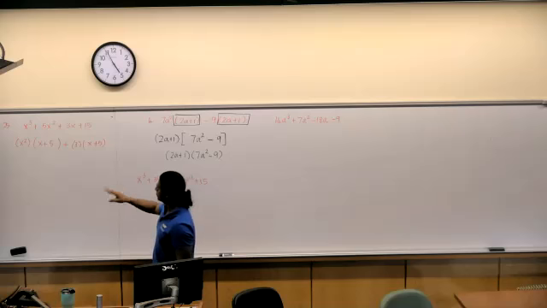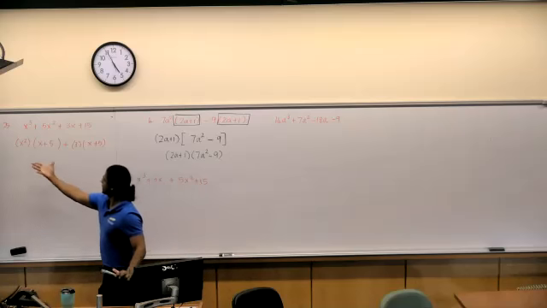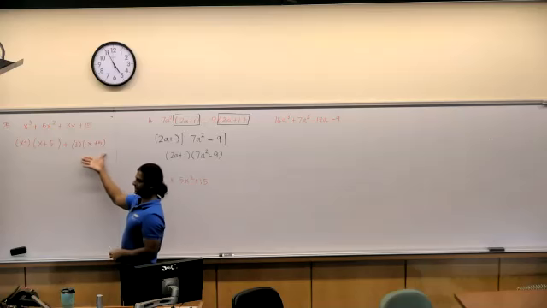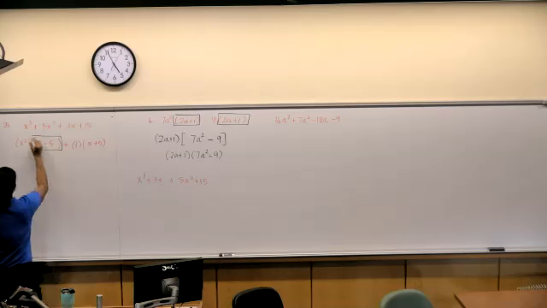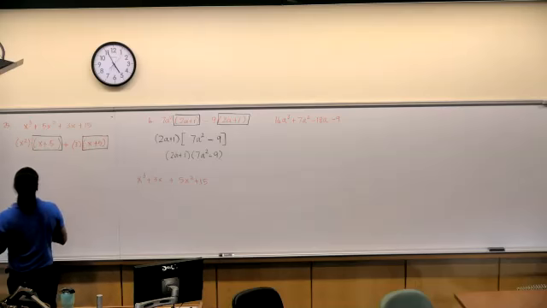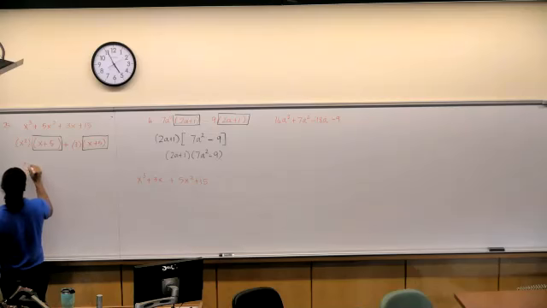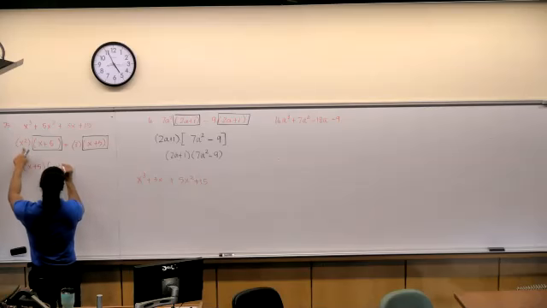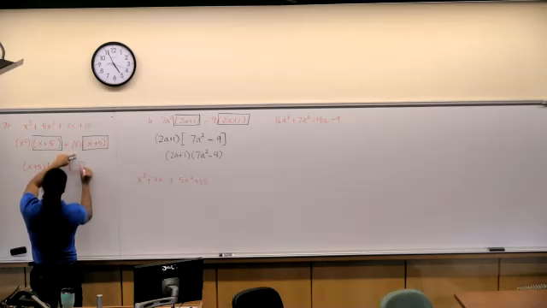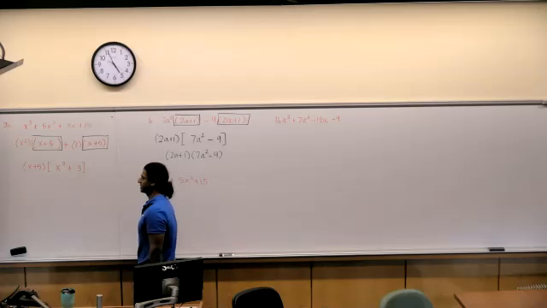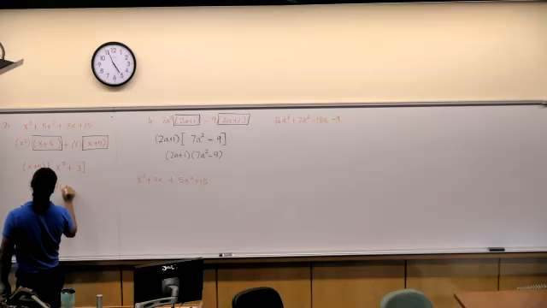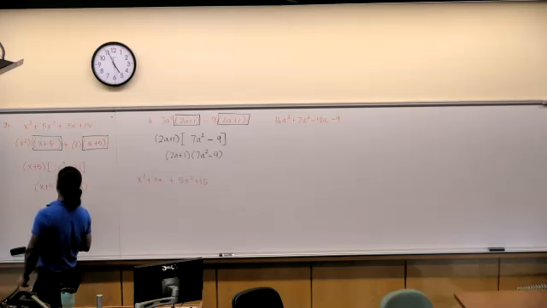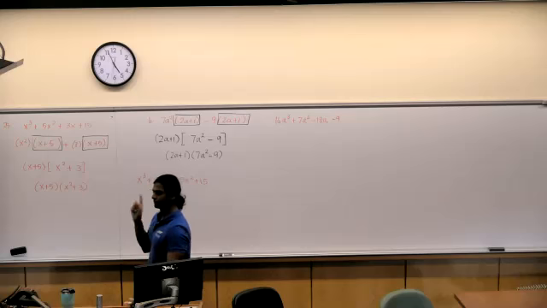Good. Do we see something in common between this term, the group term, and that term? X plus 5. And if I pull x plus 5 out, I'll have x squared in the first term, 3 in the second. So the factored version is simply x plus 5 times x squared plus 3. Good.